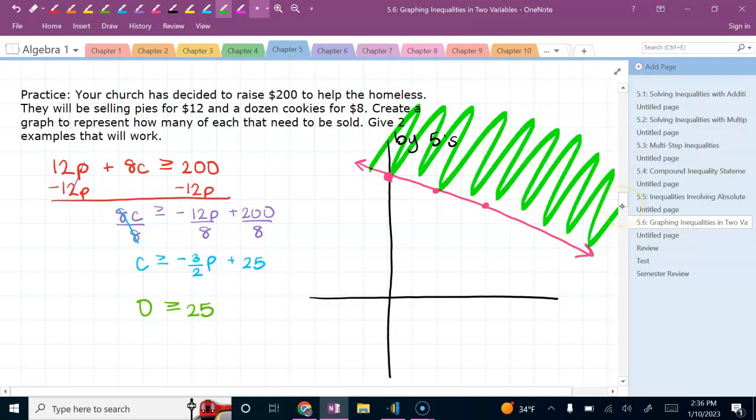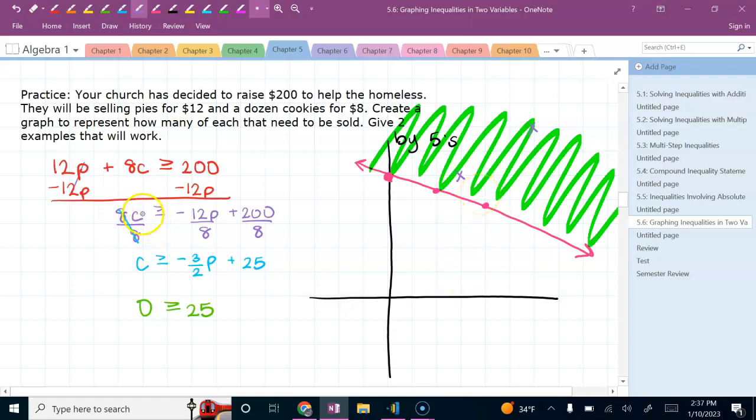Okay? Now they want you to give 2 examples that would work for the number of pies and the number of cookies that we could sell. So what I would do is pick 2 points out here. Maybe pick this one, and let's pick this one. So where I just put those X's at. And let's count. So down on here, we just went by 1. So I went over 1, 2, 3, and I went up 5, 10, 15, 20, 25. So I went over 3, and I went up 25.